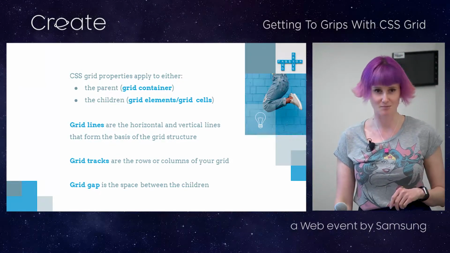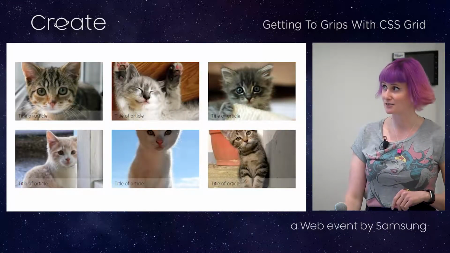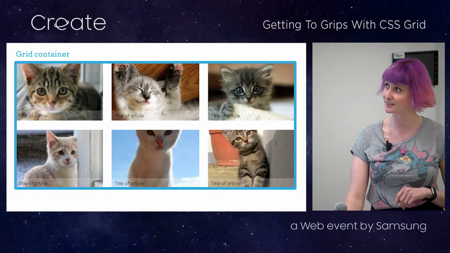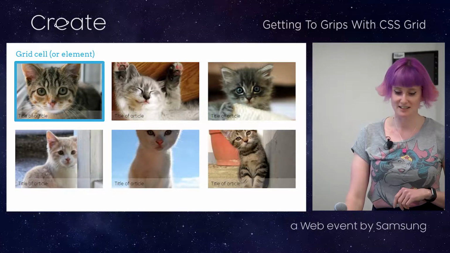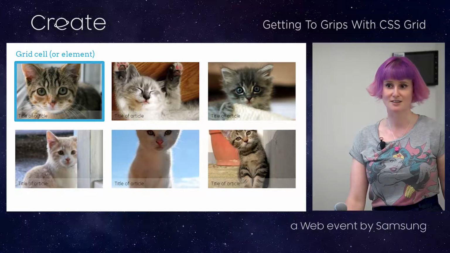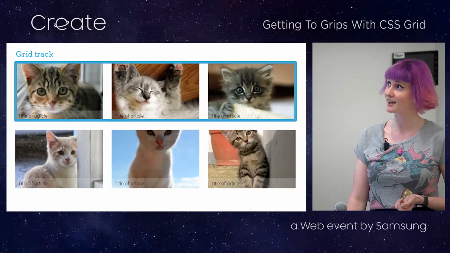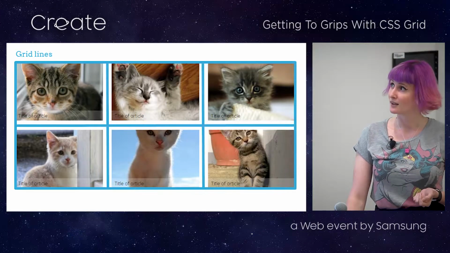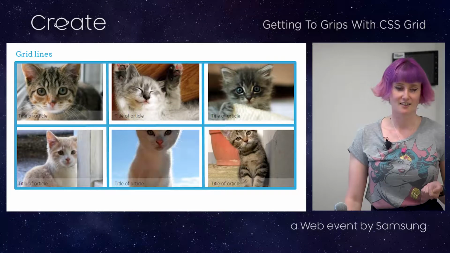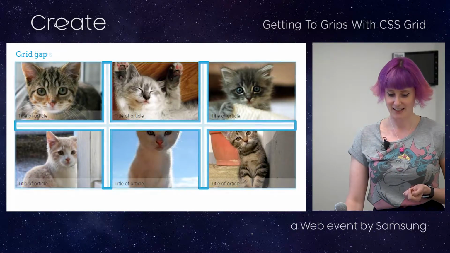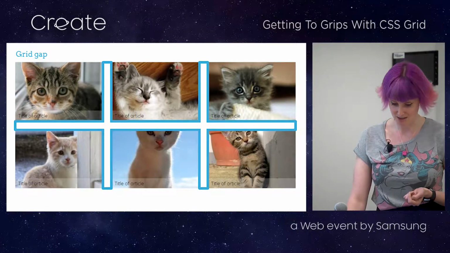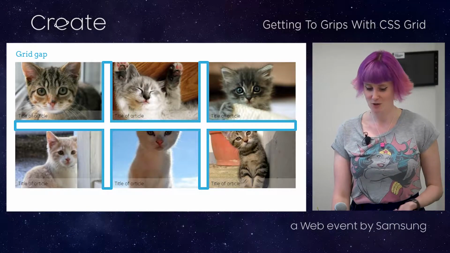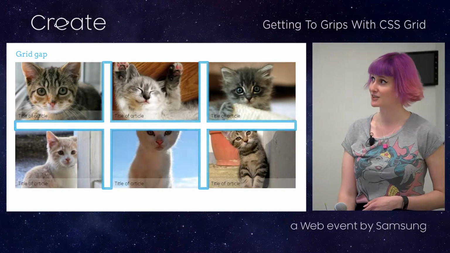I can illustrate this a bit better if we go back to our original design. So this would be our grid container. This is a grid cell, or sometimes you'll see it written as a grid element. This is a grid track, which is either a row or a column. The grid lines are the lines that split each cell. And then we've got the grid gap, which is the space in between each one. So now that we have this new language, we can talk about how we would actually build that original design.